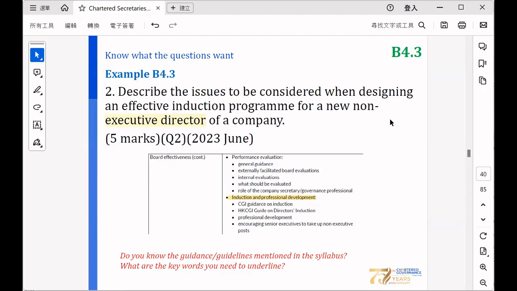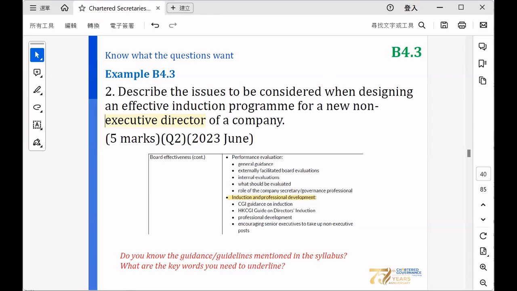I think it's easier for candidates to also mention site visits or meetings with key people. If they're new to the company, you may need to introduce them to the rest of the board, as well as other senior management. For this type of question, as long as you come up with some sensible answer, that would be fine, and it's not that difficult at all.